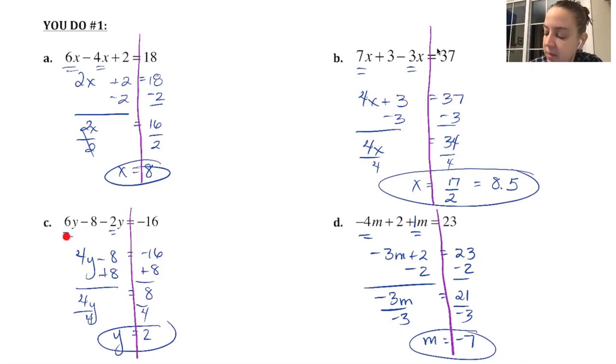For letter C, 6y plus, or excuse me, plus a negative 2y is 4y minus 8 equals negative 16. Add 8 on both sides. Divide by 4, so y is equal to 2. For letter D, negative 4 plus 1m is negative 3m plus 2 equals 23. Subtract 2 on both sides, so negative 3m equals 21. Divide by negative 3, and we have a negative 7.